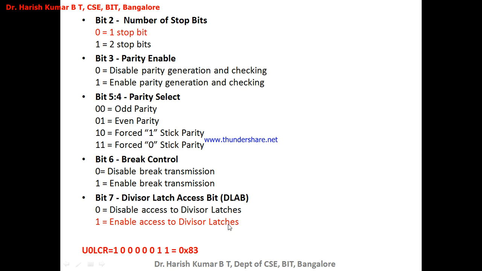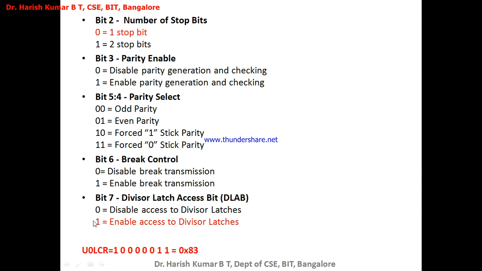divisor latches. Now I'll tell you why, because there are 2 clocks: one is the CPU clock and the other one is the peripheral clock. The CPU clock will always be higher than the peripheral clock. If I take the LPC2148 itself, its clock frequency is 12 megahertz, but the peripherals found inside the LPC2148 operate at lower clock frequencies. And just to make the baud rate adjustment with respect to that, we are using this enable access to divisor latches. I'll explain in my next slides with the formula.